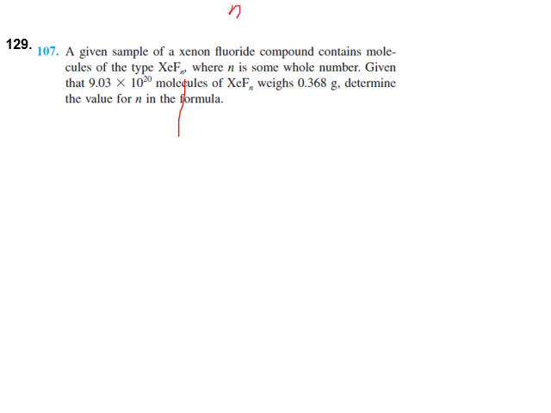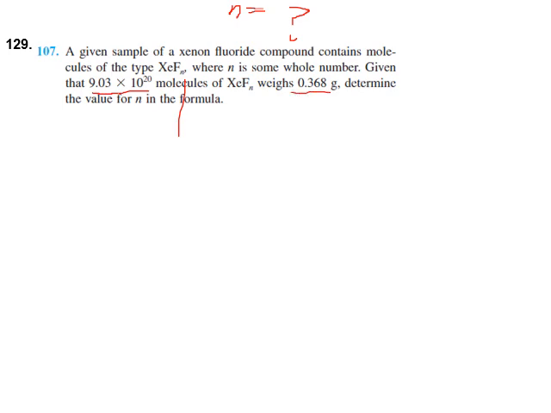So xenon, if you look at the chart, it has a certain atomic mass. So let me just write a question mark here. I'm trying to write and talk at the same time. All right, so this is a very easy problem to do. First of all, the total mass of all of these molecules, which we know how many there are, there's 9 times 10 to the 20th. The total mass of that is 0.368 grams.